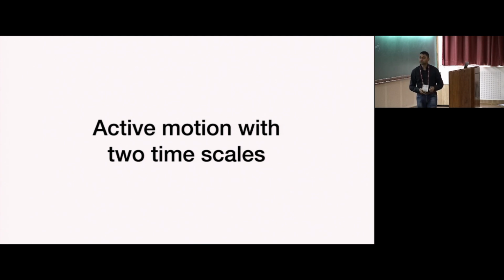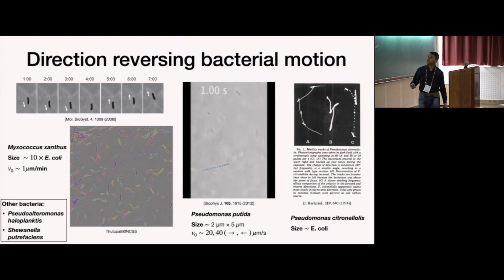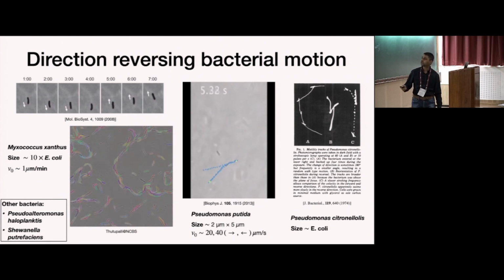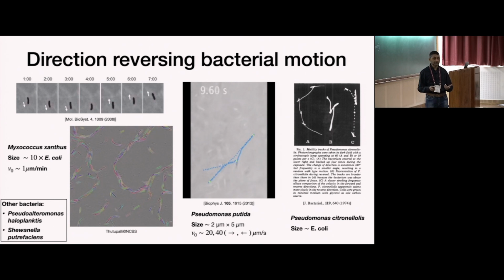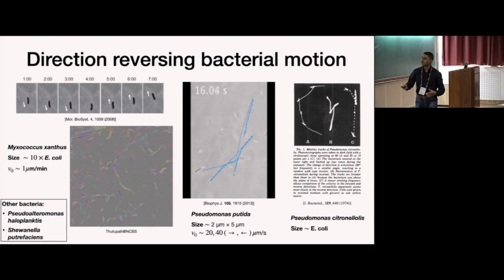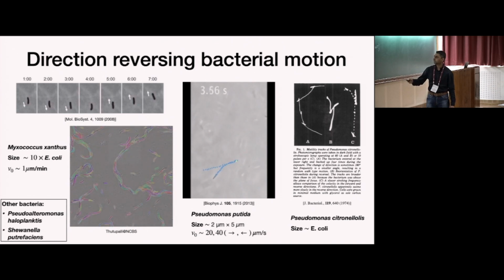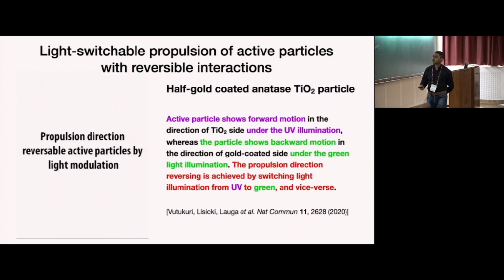But now, what we looked at is a model which has two time scales. There are systems, like for example this model, these are called microscopic centers. They move more or less like an active Brownian particle, but they suddenly reverse their direction completely. They reverse it 180 degrees. So you see some kind of motion like this. It is almost like an active Brownian particle, and suddenly it reverses its direction.